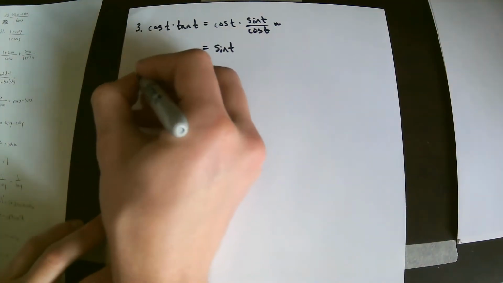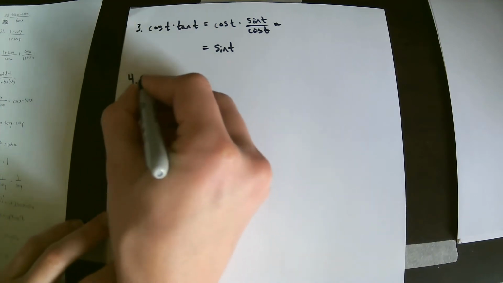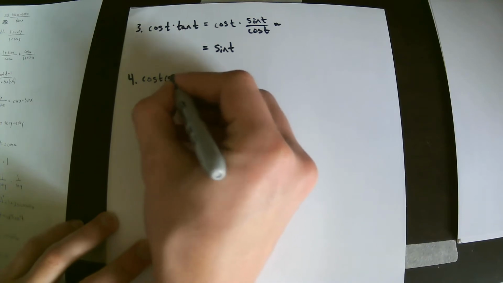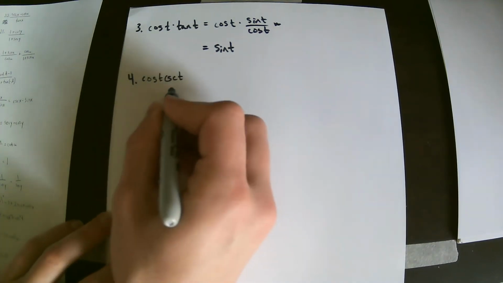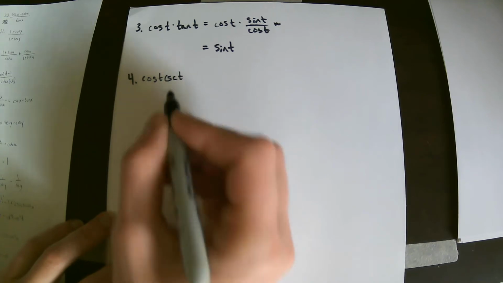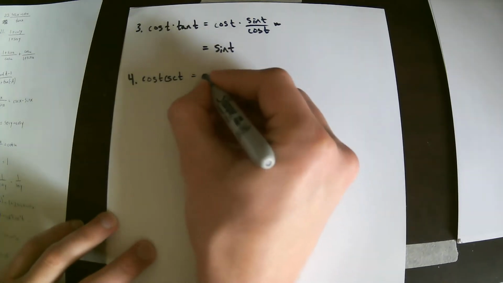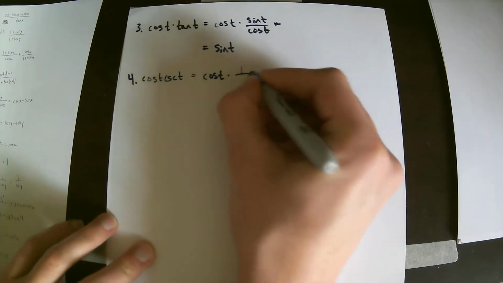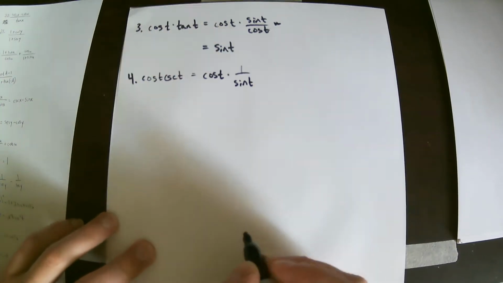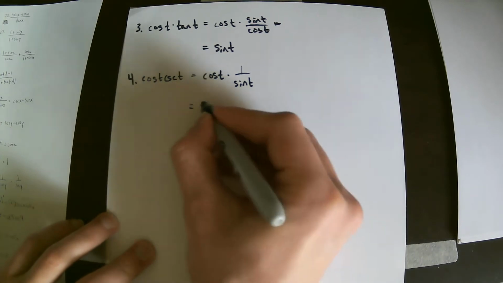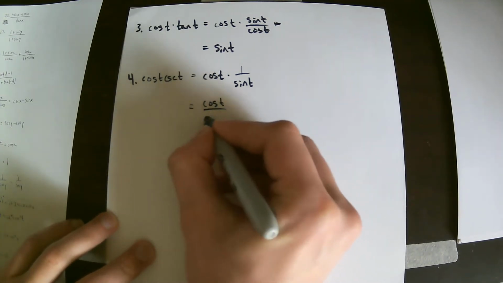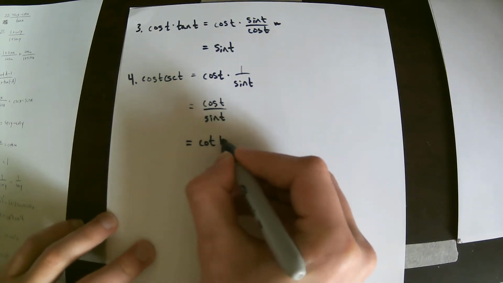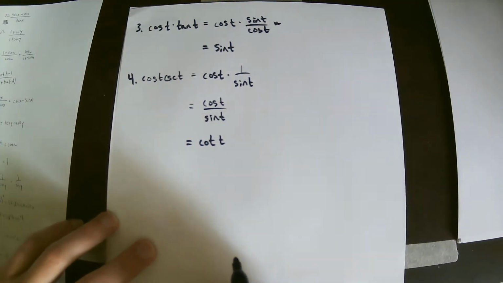All right. So these aren't too bad. So cosine t times cosecant t. I'm going to do the same thing here. I'm going to say cosine t, leaving that one alone, writing cosecant as 1 over sine. 1 over sine. And then that is the same as cosine t over sine t. And that is the same as cotangent. Cosine over sine is cotangent.